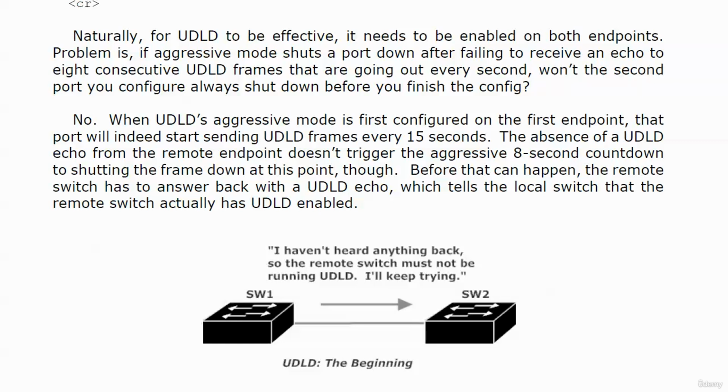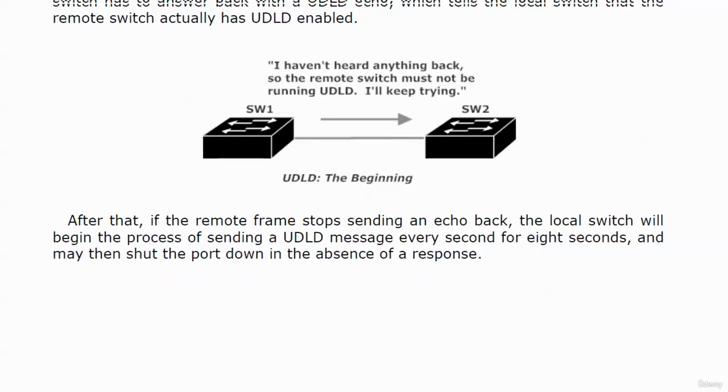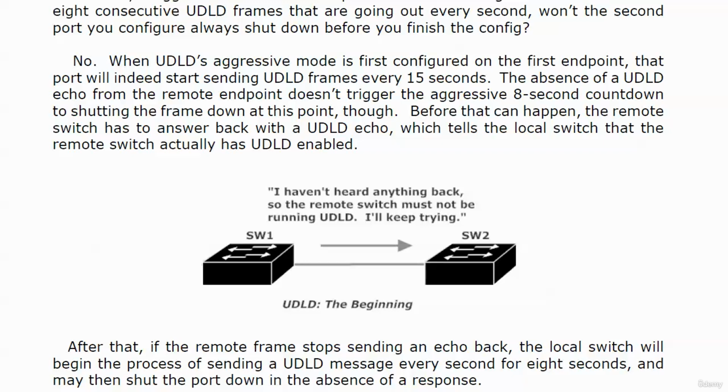If at the very beginning of your config you configure it on one switch, that switch is going to assume that other switches aren't running it. But once it hears that echo, it's like, okay, now I know that one over there is running it. I will shut this down if I detect a unidirectional link. Because after that, if the remote switch stops sending an echo back, the local switch will begin the process of sending a UDLD message every second and can then put the port into error disabled mode in the absence of a response. So that's really the biggest thing.